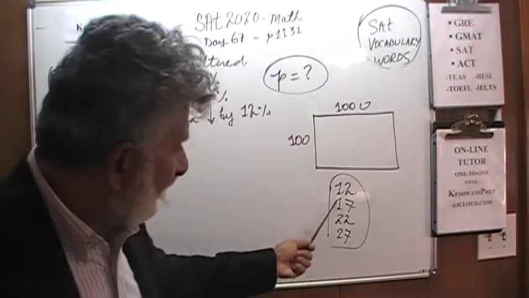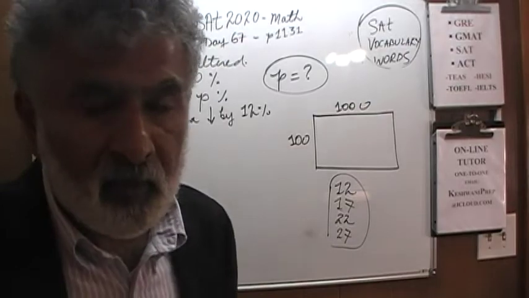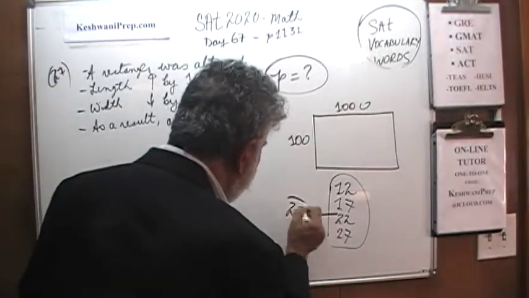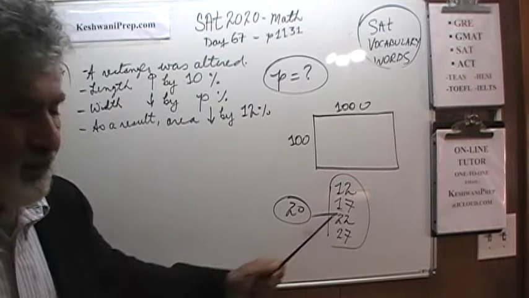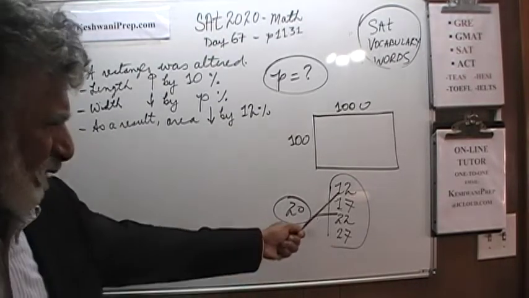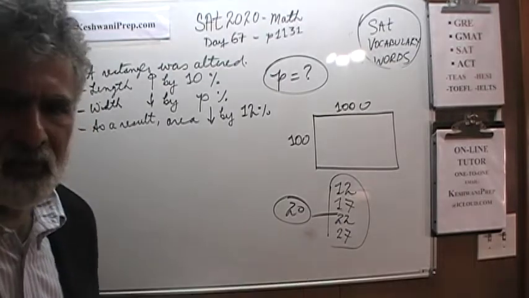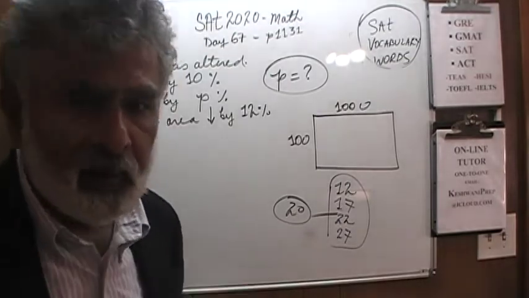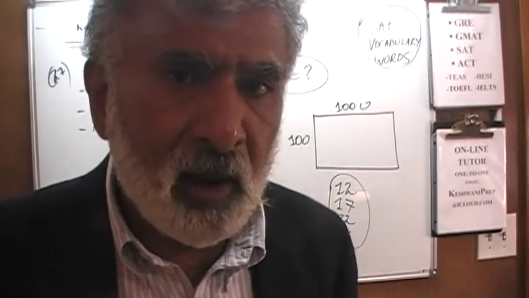So, for example, if these were the answer choices, and if I know that one of these four has to be the right answer, I would pick one and try it out. But which one? Well, I'm going to try out 20, even though the 20 is not even there. It's not even there because it's a nice number to work with. I don't want to do the calculation of 17% or 20% or 27%. It's annoying. I'm going to try out 20, and that will tell me whether it is too large or too small.